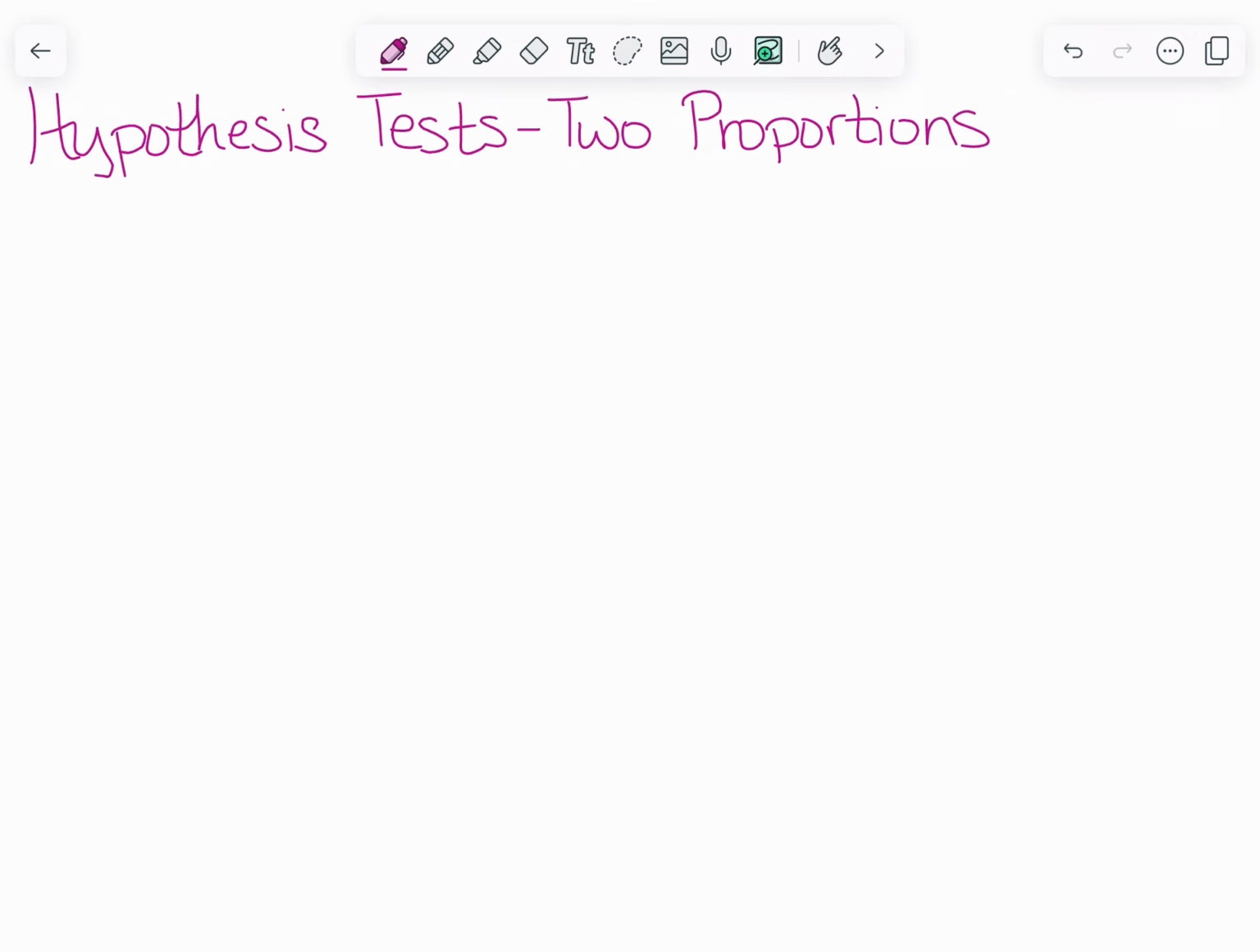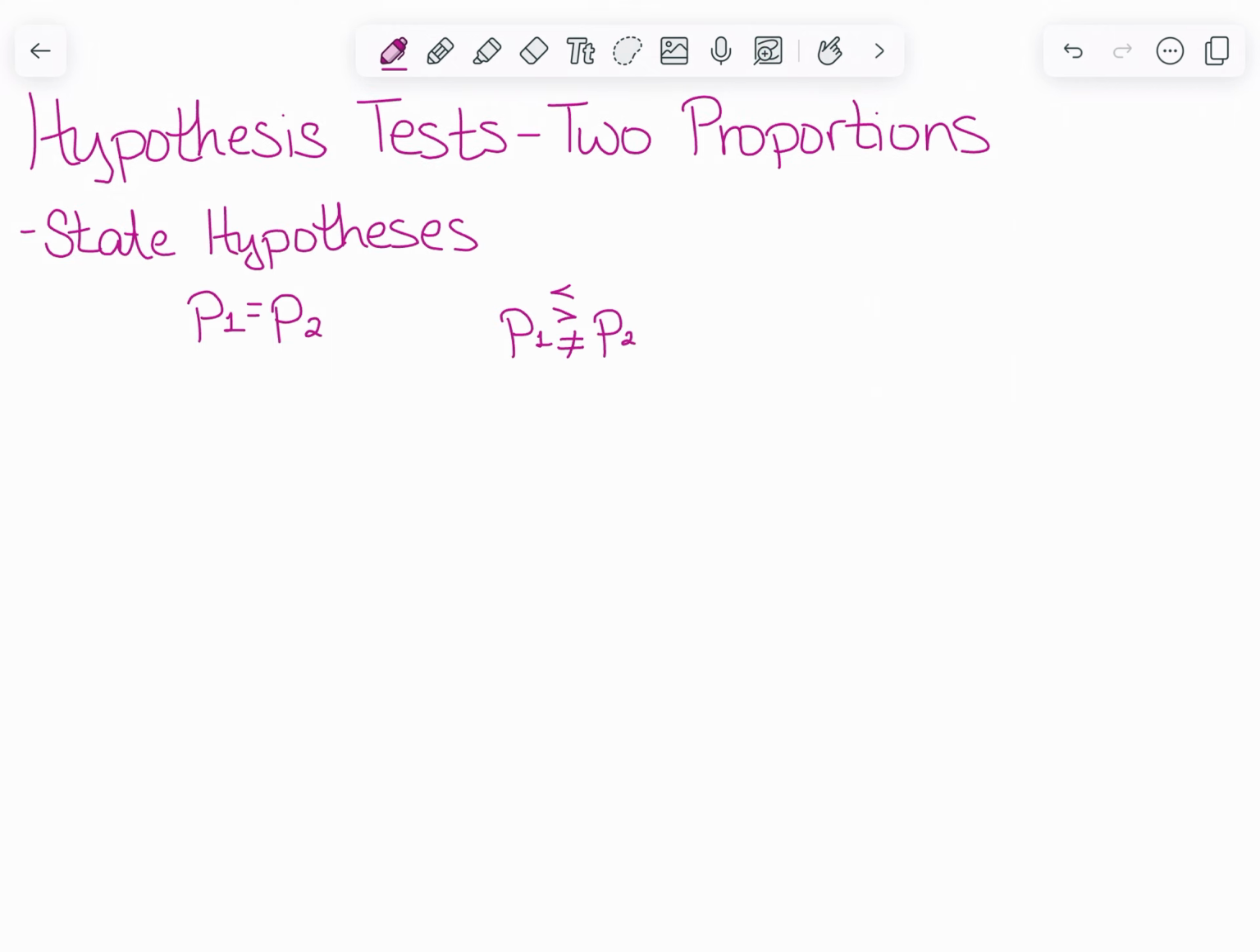We'll start looking at hypothesis tests when we have two proportions. The first step will be to state our hypotheses. In this case, our null hypothesis will always be P1 equal to P2, and our alternative hypothesis will be either P1 less than P2, P1 greater than P2, or P1 not equal to P2.